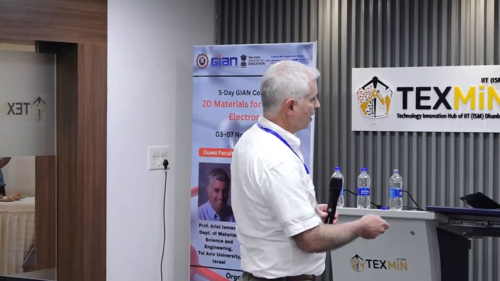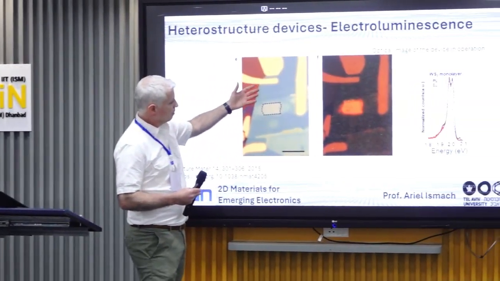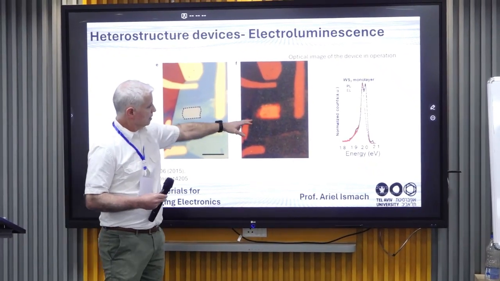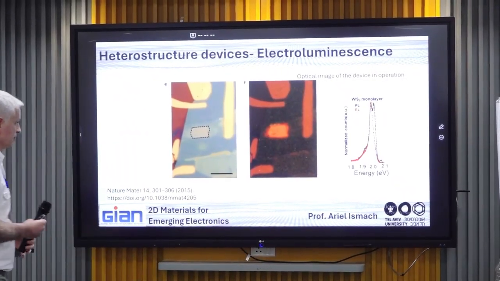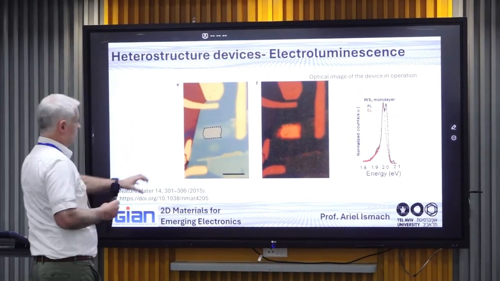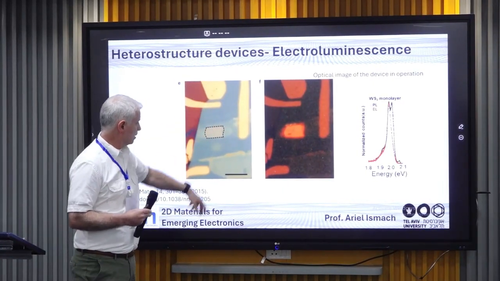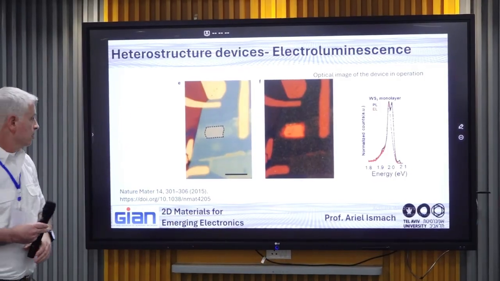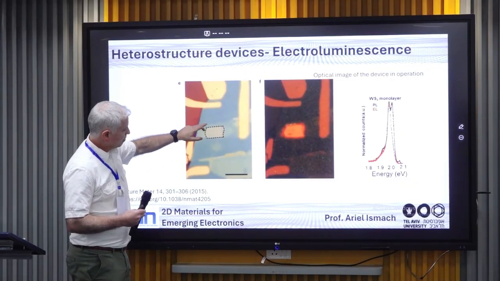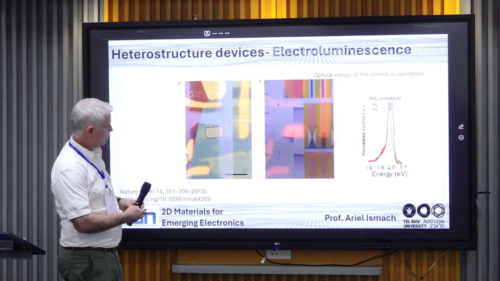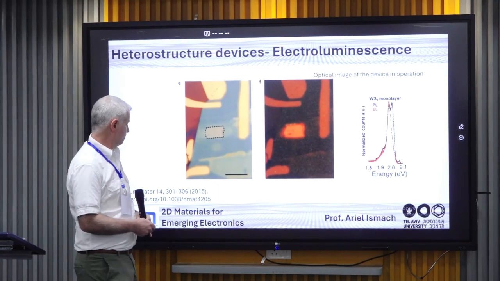So here again is the device. This is an optical microscope image of the device before, without applying the voltage, and here is while measuring the electroluminescence. All the stack that you saw before is only here in this part. All the rest are the contacts and the layers that are bigger, but only here you have the full stack that is measured.